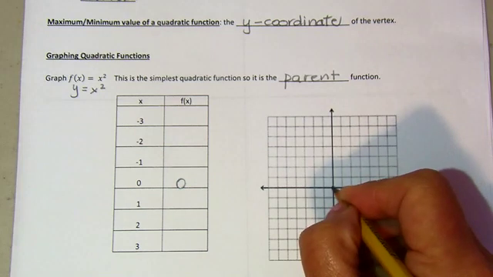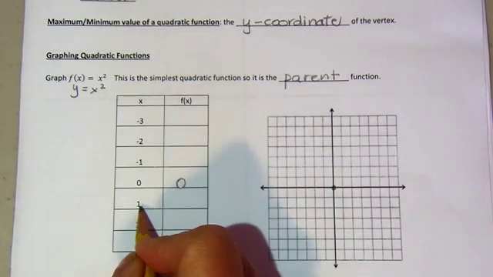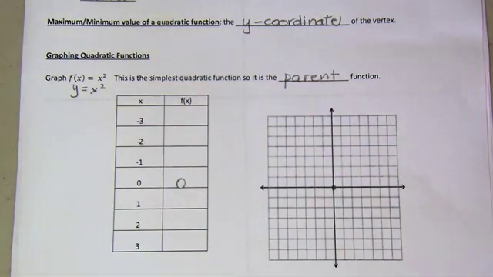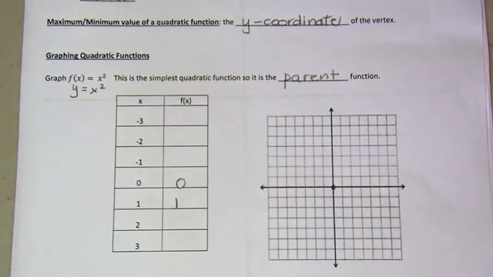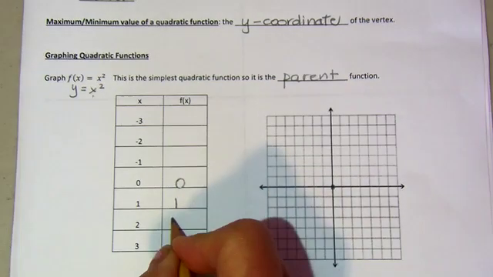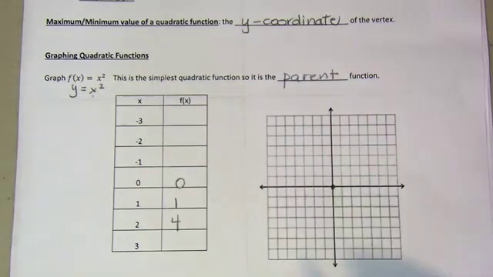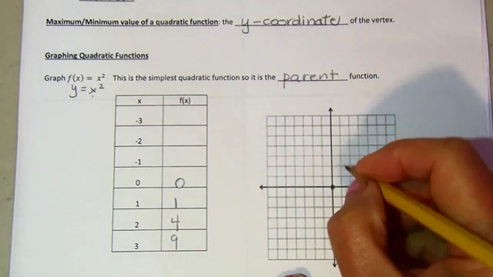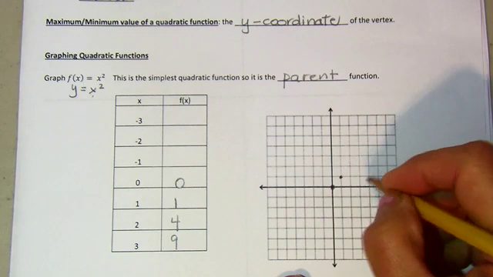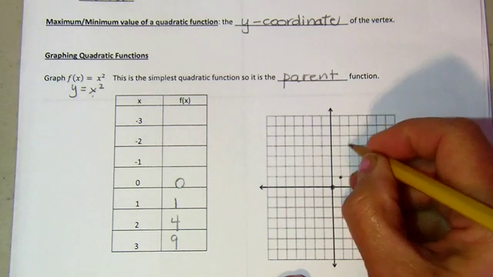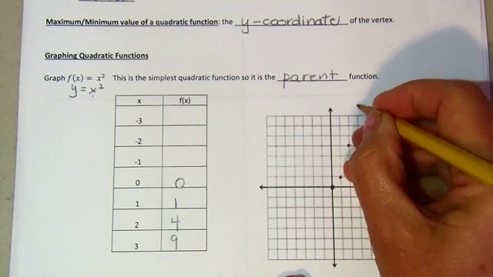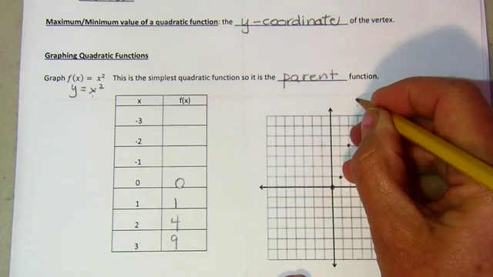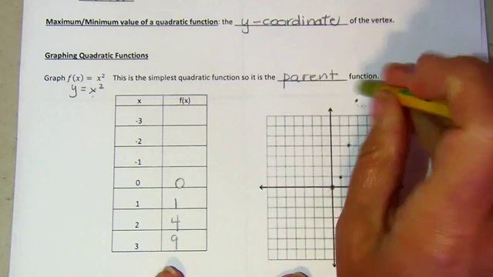So I'm going to plot that point over here. There's (0, 0). Then I'm going to do 1. If I put 1 in there, I get 1 squared, of course, which is 1. And then if I put 2 in here, I get 2 squared, which is 4. And then if I put 3 in there, I get 3 squared, which is 9. So let's go ahead and graph those. So (1, 1) would be right here. (2, 4), 1, 2, 3, 4, is right there. And then (3, 9), 5, 6, 7, 8, 9. Let's go right about there. Okay, we'll say that that's (3, 9).